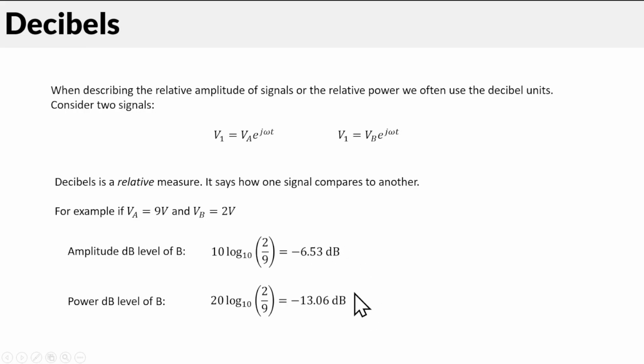First thing to notice is those are negative numbers, and that makes sense because our denominator here was bigger than our numerator. So when we're comparing a small signal with a larger reference signal, we're going to get a negative number for our decibels.